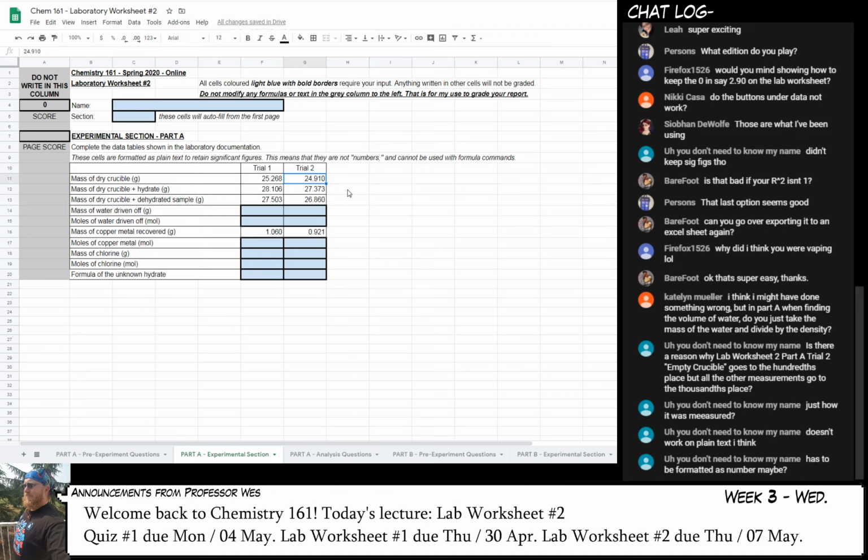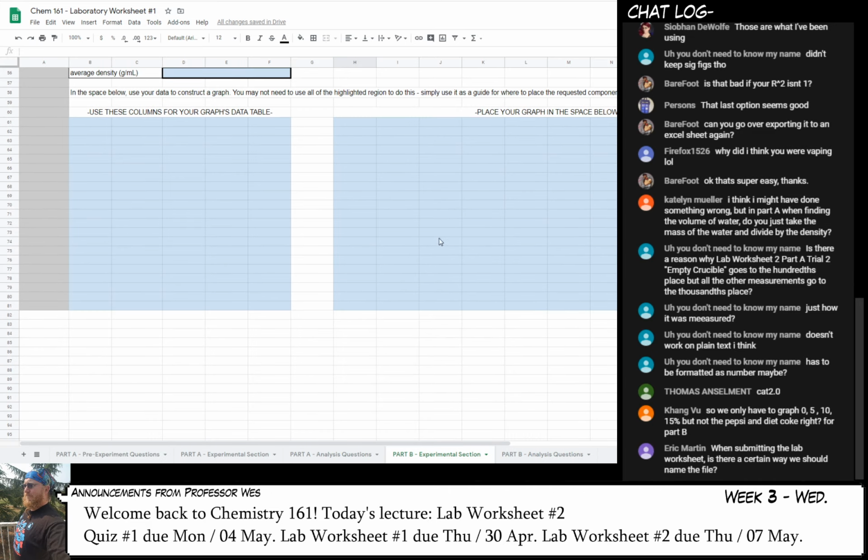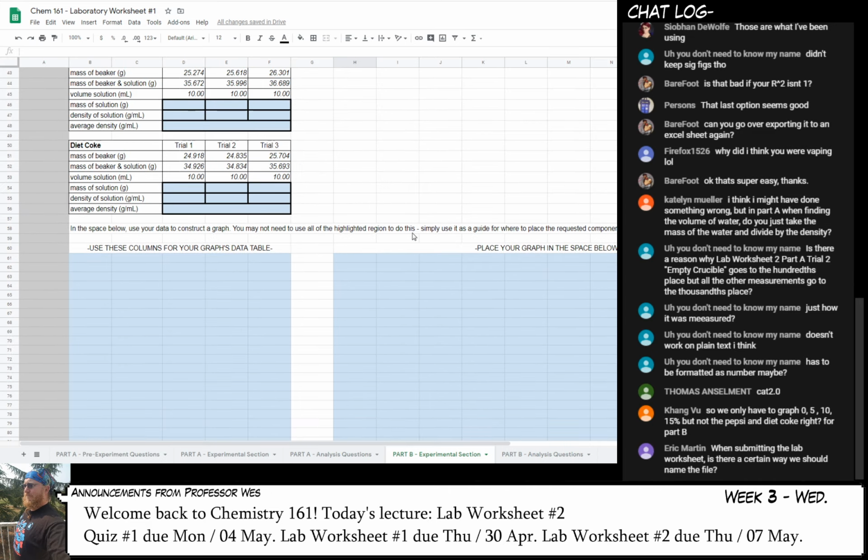So we only have to graph the soda, but not the Pepsi and Diet Coke? Yes, that's correct, actually. Let's talk about that a little bit. When you graph stuff, you only graph standards. The sodas are unknowns, and so you don't graph them. Because you don't know what their percent sugar is. You're trying to solve for it, right?